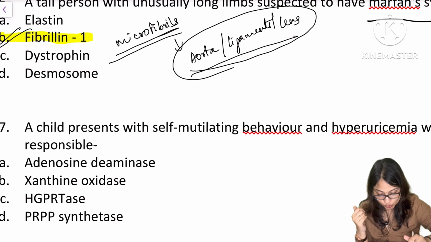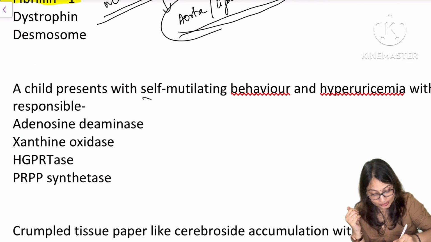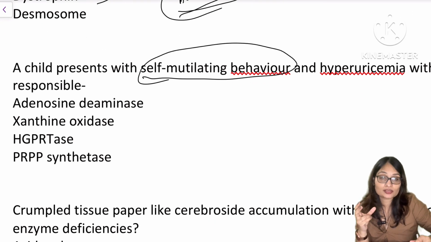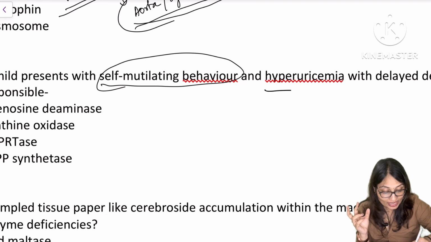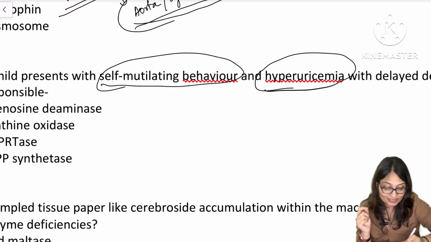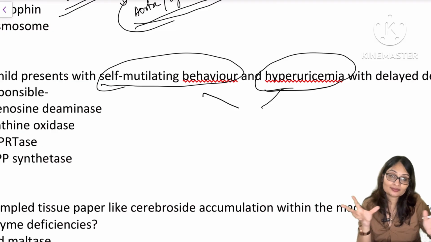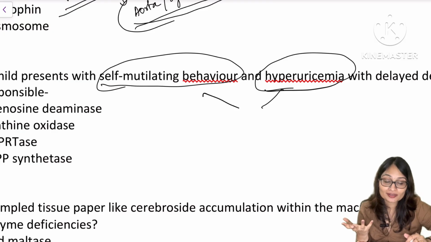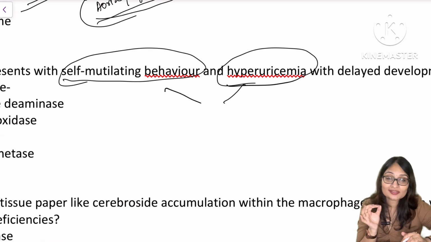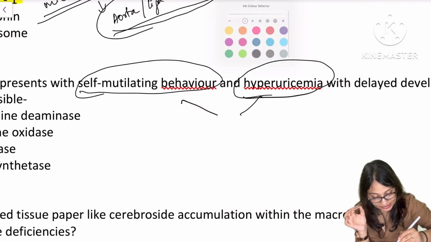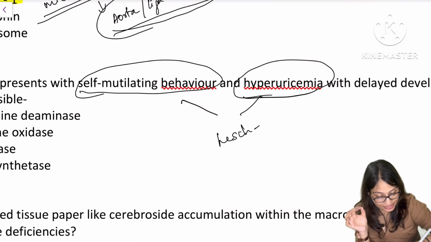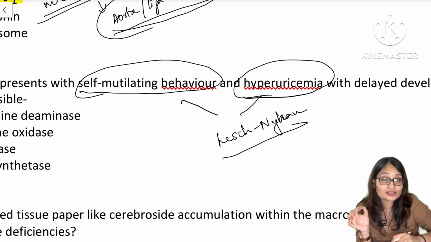A child presents with self-mutilating behavior. This is again another telltale sign. Self-mutilating behavior with hyperuricemia, these two combine together. So what is the disorder? The disorder with self-mutilation is always, we know, the classical Lesch-Nyhan syndrome. So what is the enzyme that is defective here?